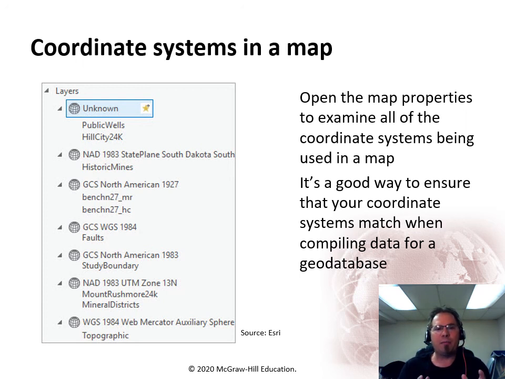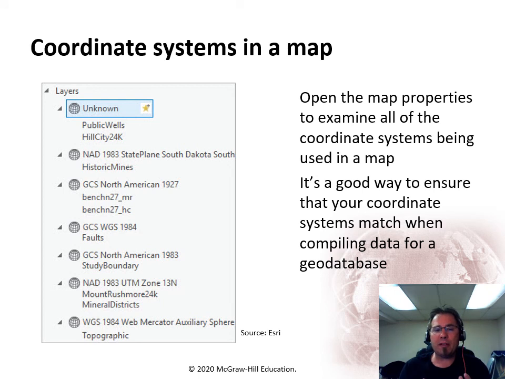You have state plane, NAD 83 state plane, GCS 1927, WGS 84, NAD 83, NAD 83 UTM zone 13N. I mean, you've got 5 or 6 different coordinate systems, including one that's unknown, which we haven't gotten to quite yet, how to fix that. So all of these will show up on the map.